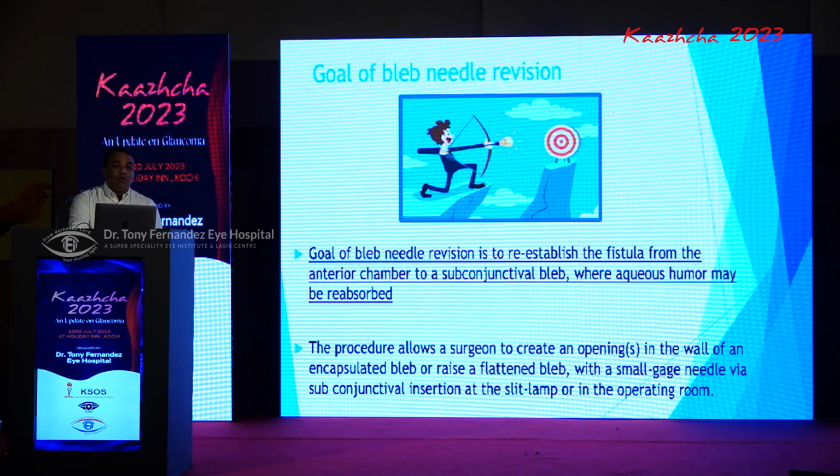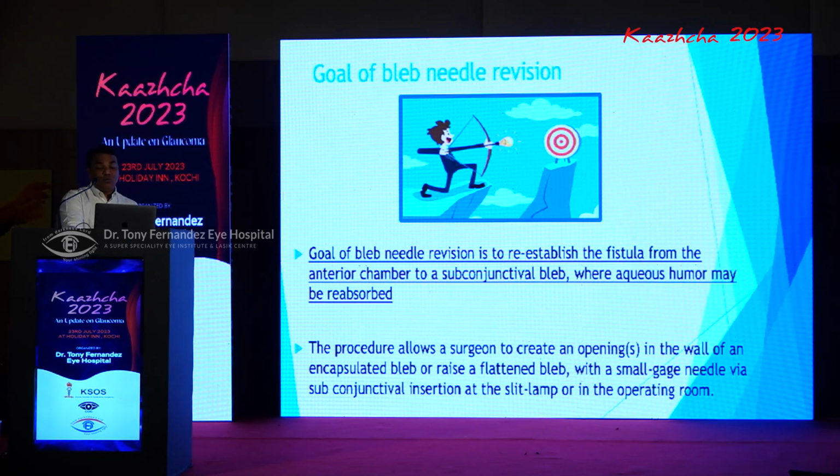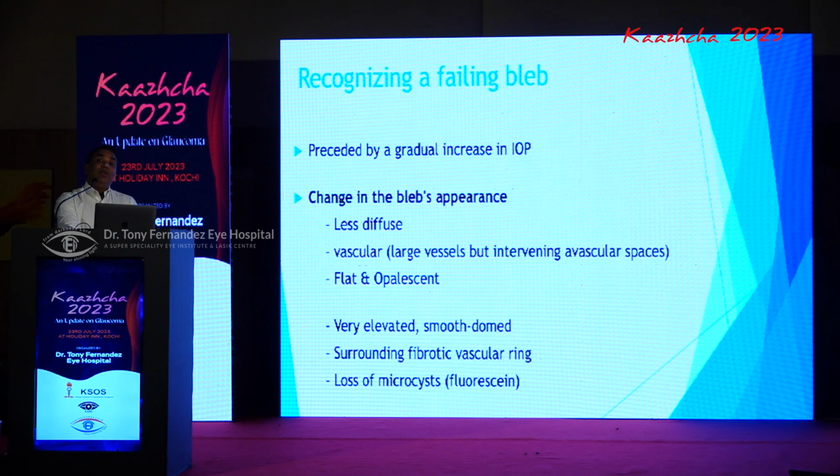So here, why do we do the bleb revision? What's the aim of the bleb revision? To re-establish the fistula we created during the trabeculectomy, between the anterior chamber and the subconjunctival space. So when we should do the trabeculectomy bleb revision, first we have to understand the failing bleb.